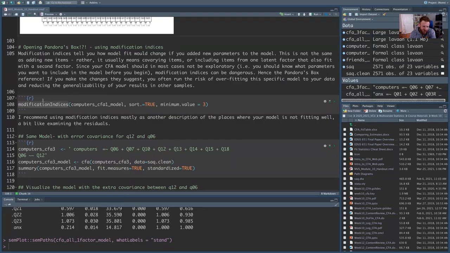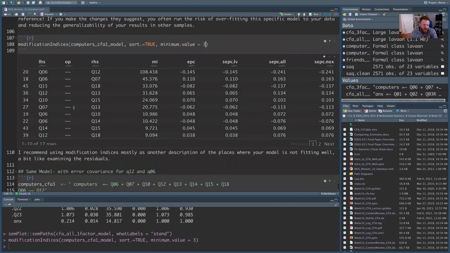It's from lavaan, modification indices, and then you list your model. Then I like the sort function because this sorts them in order of the most influential to the least. And then I recommend specifying a minimum value because, like I said, this will be a laundry list of little tweaks that you can make to your model, but you really only want to see the ones that cause big changes in model fit. And 3 is sort of the cutoff for a 1 degree of freedom change in a chi-square. That's typically the cutoff that I like to use.